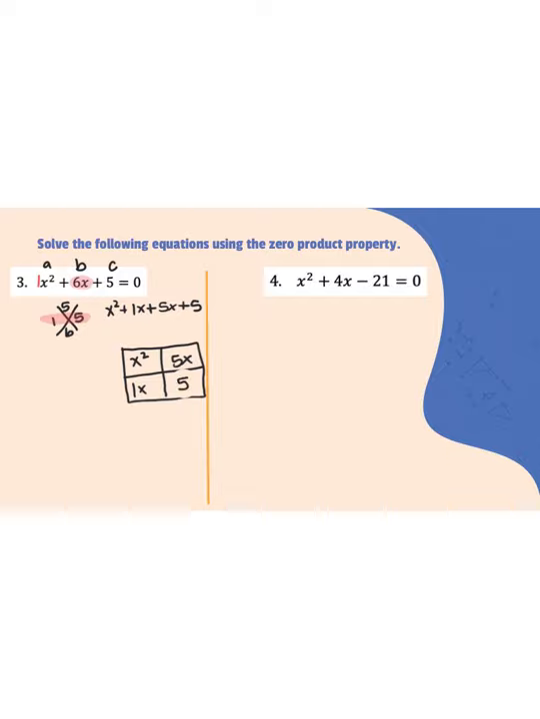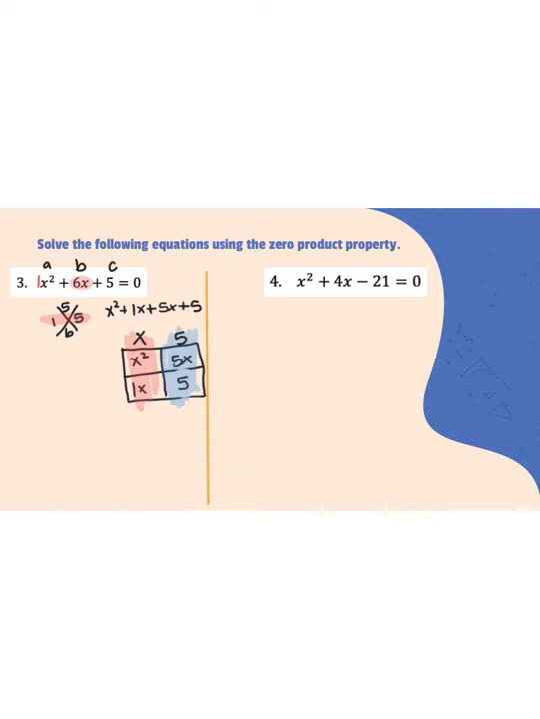Okay, now I'm going to see what's in common. So when I look at this first column right here, I have x squared and 1x, and I see that they both have an x in common. So I'm going to put an x on top. Then I have 5x and 5, and 5x and 5 both have a 5 in common. So I'm going to put a 5 there.